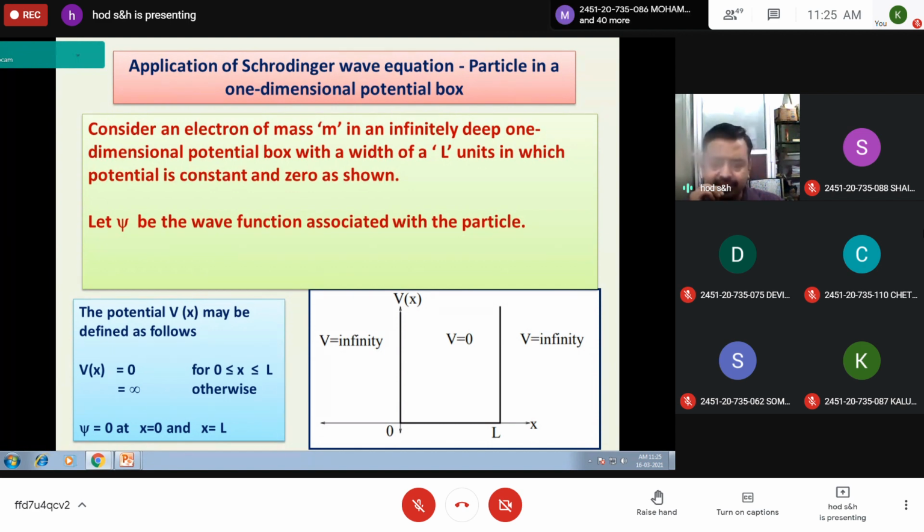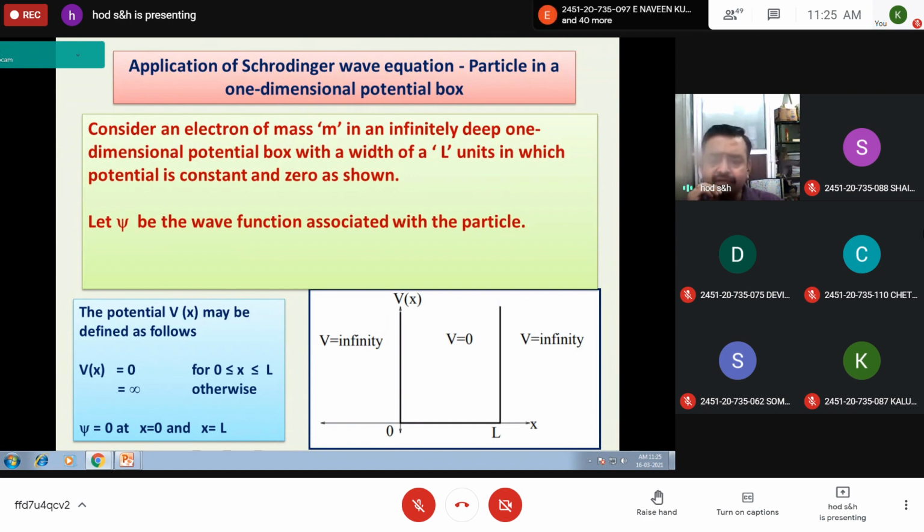And at the boundaries, the length of the box is L according to the assumption. So the boundaries are 0 and L, and at the boundaries and below and above these boundaries, outside the box, the particle has infinite potential. So the potential is very high. We will consider it as an infinite potential. So this is the description of the particle in a one-dimensional box.